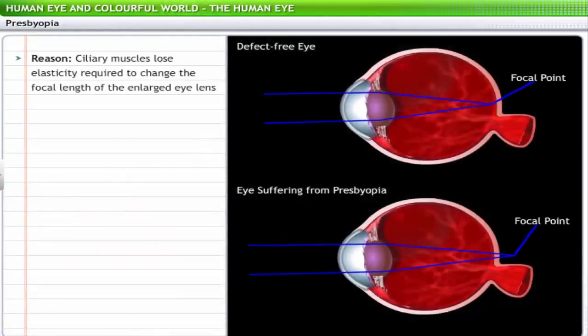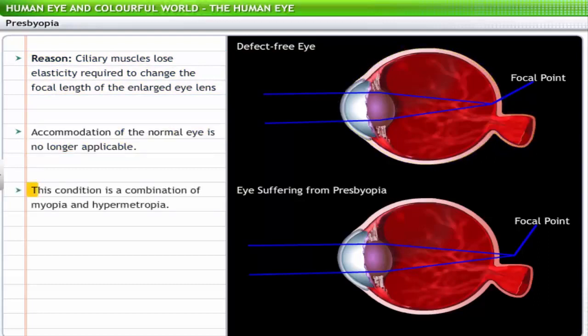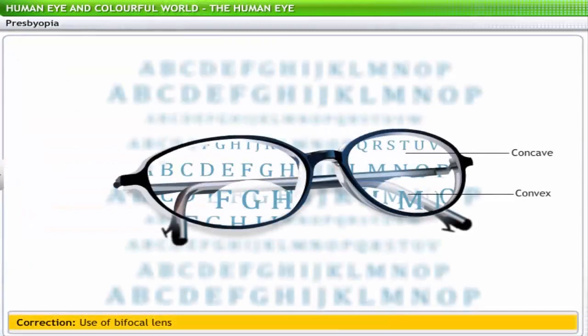Presbyopia occurs in old age, when the ciliary muscles lose the elasticity required to change the focus of an enlarged eye lens. Loss of flexibility makes it difficult for the eye to focus properly. That is, the accommodation of the normal eye is no longer applicable. This condition is a combination of myopia and hypermetropia. To correct presbyopia, a bifocal lens is used.